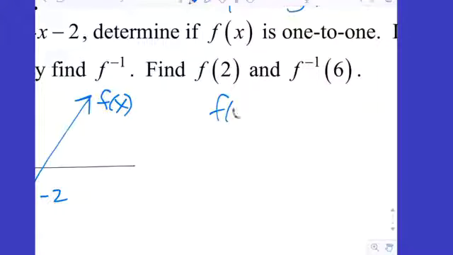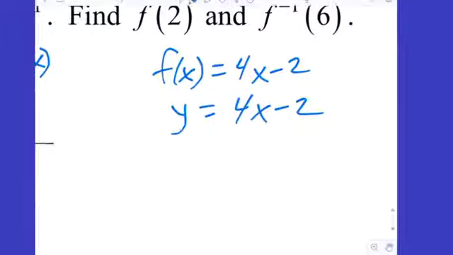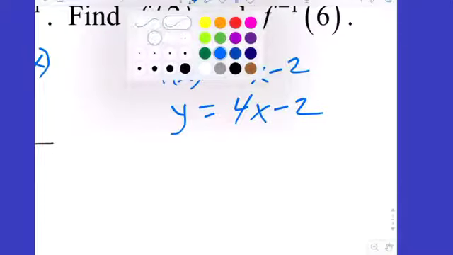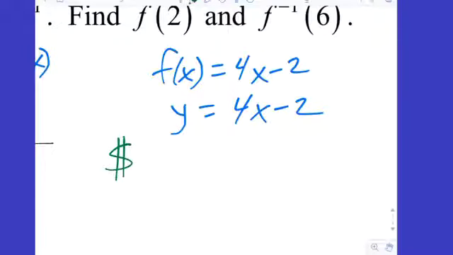So here's how we do it. Write out the function, 4x minus 2. Step 1, replace f of x with what f of x is actually representing, a y value. It's easier to work with x's and y's. Now the next step is the most important. It's the money step. I use green for it.